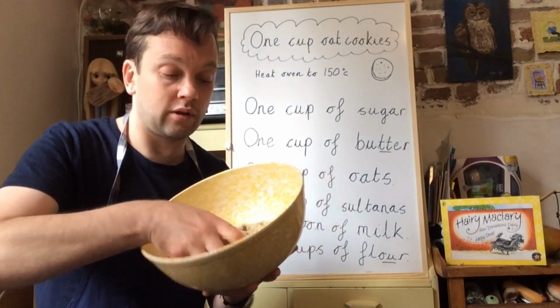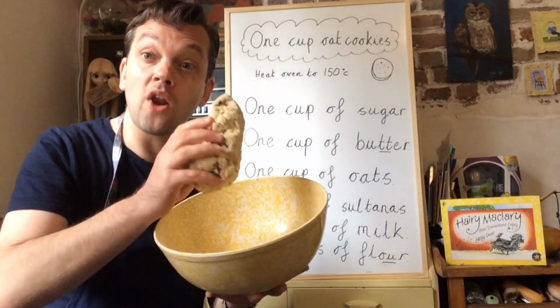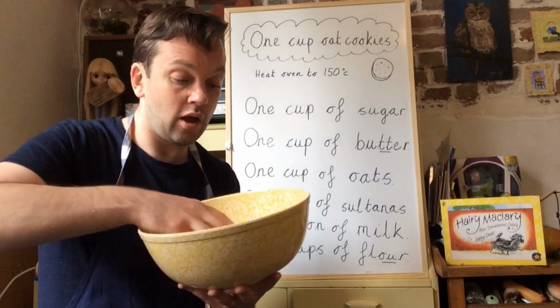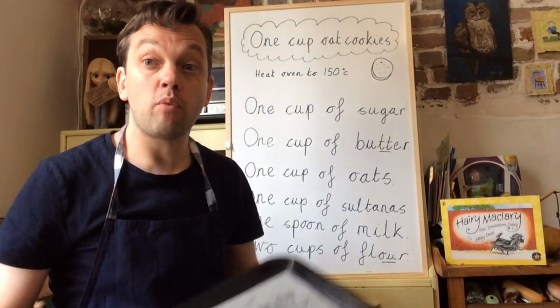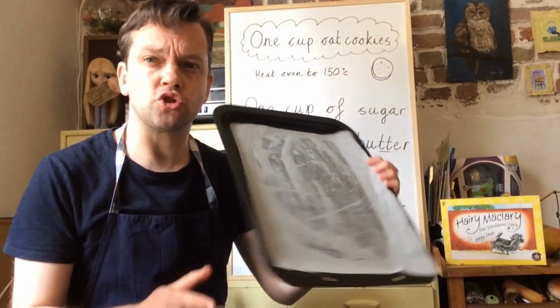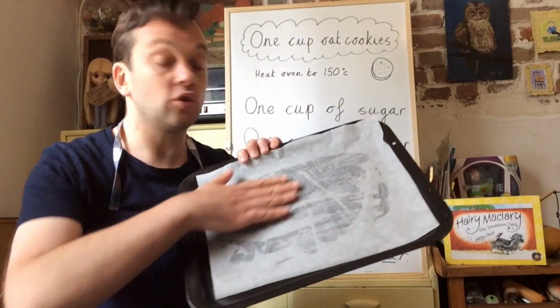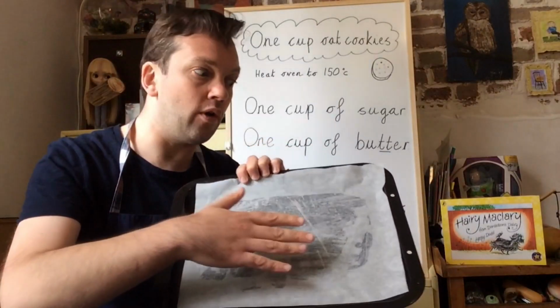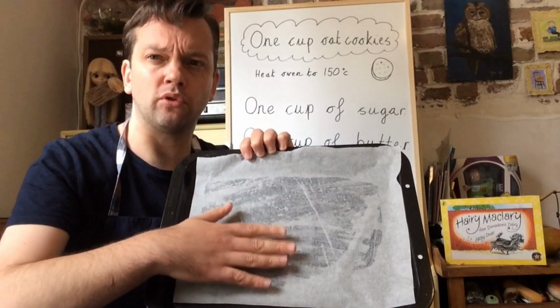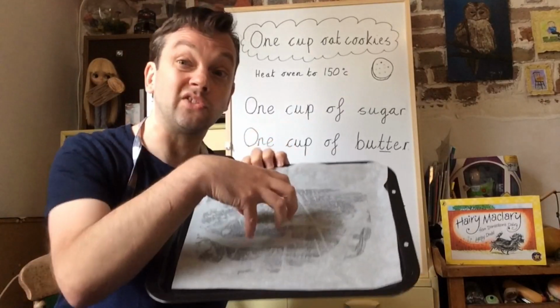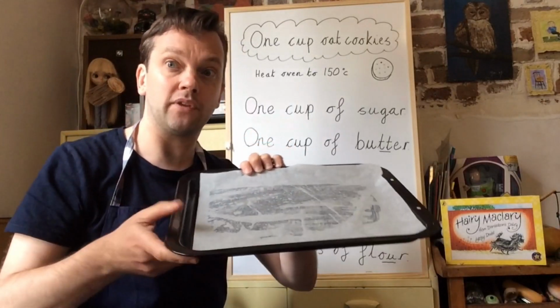Aha, so look. It all comes together into one dough, okay? A piece of dough. Then what you're going to do is get a baking tray or a baking sheet, grease it with some butter or oil, and put some baking paper on top. This is so your cookies don't stick to the tray when they come out of the oven.